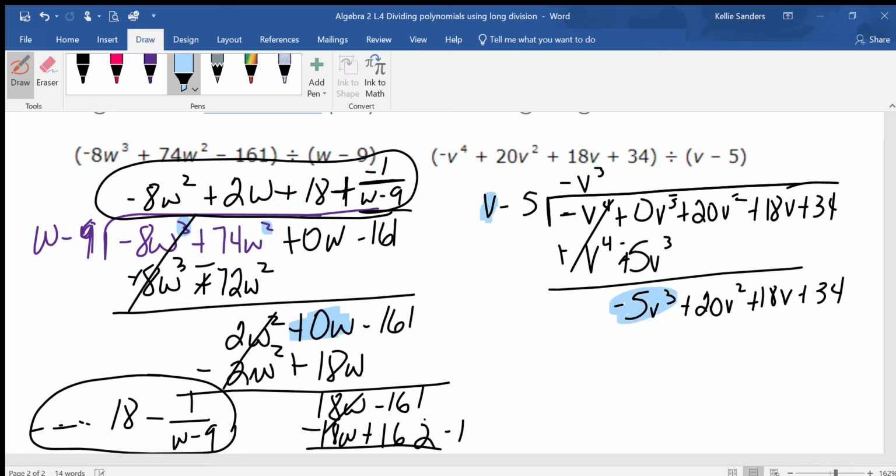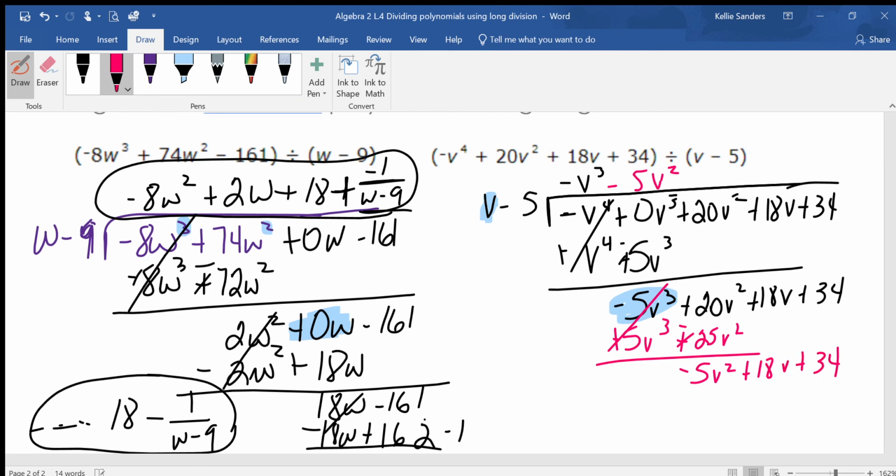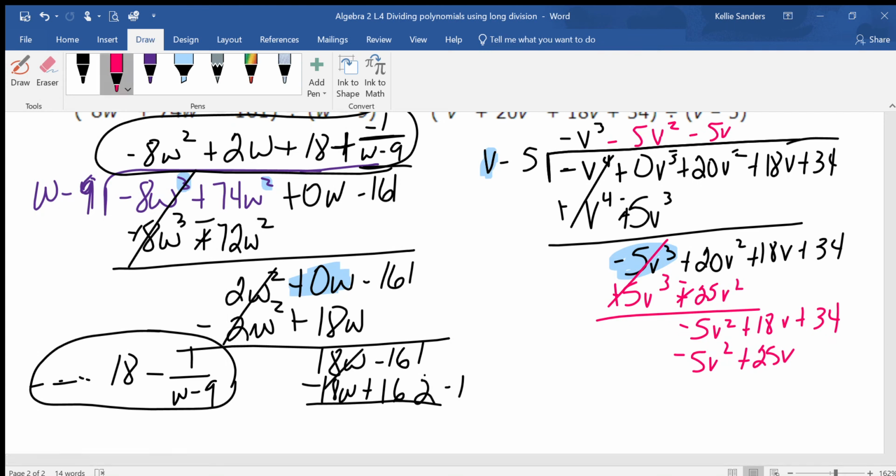V to get negative 5 to the third would be negative 5 to the v. Negative 5v to the third would be negative 5v to the second. Negative 5v to the third plus 25v squared. Change your signs, let's go away. Negative 5v to get negative 5v to the second. Negative 5 times negative 5 is equal to 25. Space. Draw your line, change your signs.